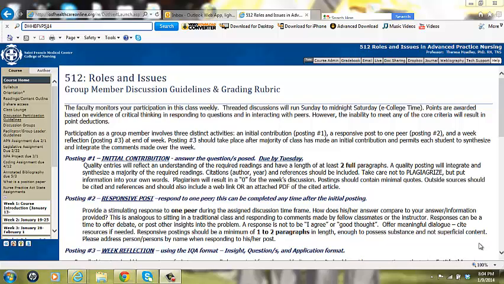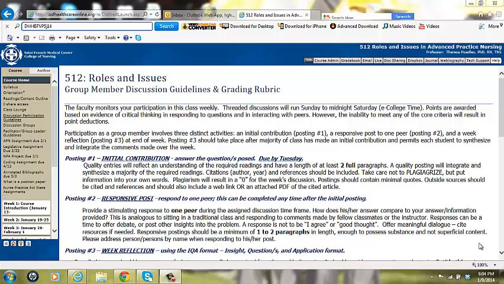And this incorporates three parts to your responses. The initial contribution is number 1, a responsive post to one peer is number 2, and a weekly reflection is number 3. And number 3 should occur after the majority of the class has already posted so that you can show synthesis and analysis of whatever was said, and you can integrate all of these comments that were made over the week. Posting number 1 should be done by Tuesday.